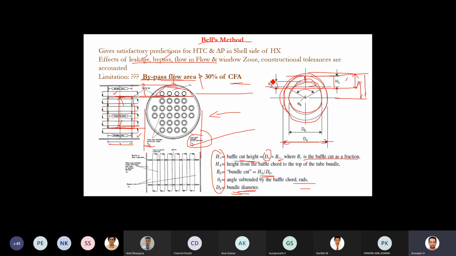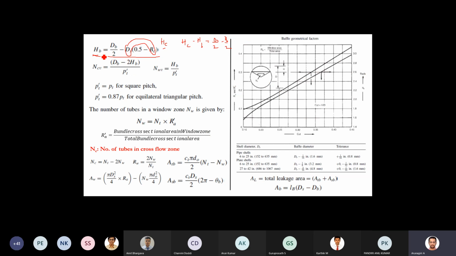So our unknown is HB. HG is known, so you can calculate the HB value. Once you know HB, you can calculate the NCV. The double subscript normally represents the number of tube rows. We know dB by PT will give the number of tube rows in the center row, correct? So dB minus 2HB is the bundle cut on both sides. That will give the number of tube rows available in the cross flow zone. The number of vertical tube rows in the cross flow zone is represented by NCV.